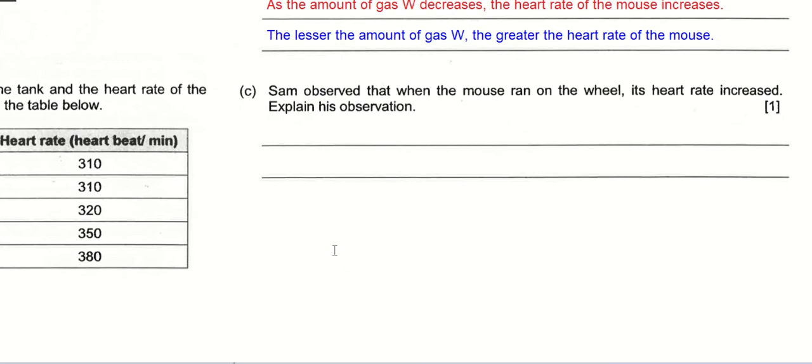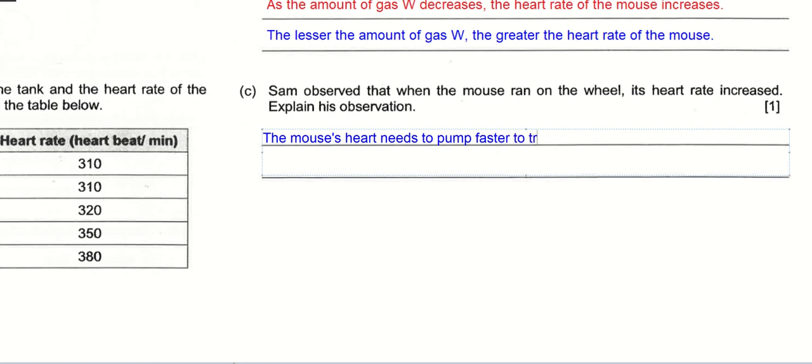Next one. Sam observed that when the mouse ran on the wheel, its heart rate increased. Why does the heart rate of the mouse increase when it's running on the wheel? So it's quite a fairly common question. The mouse's heart needs to pump harder, or faster. Okay, let's use faster. Again, needs to pump faster.